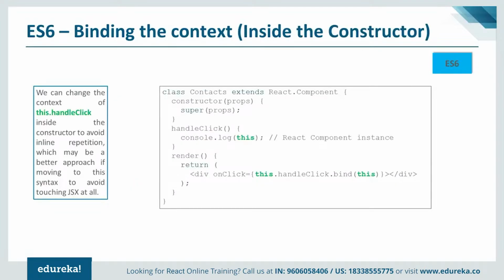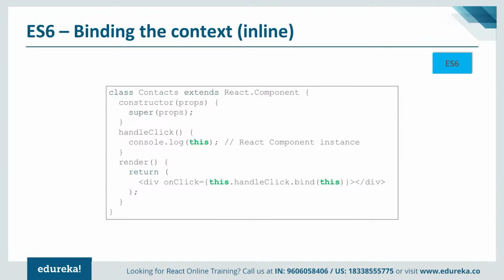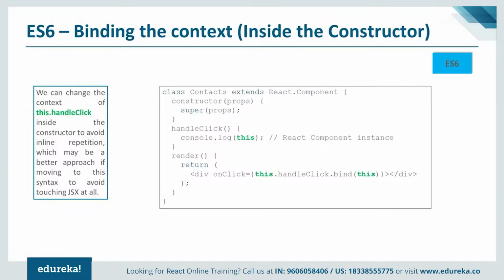This is the second way: binding the context inside the constructor. Here we have bound the context outside the constructor, and here we have bound the context inside the constructor itself. So we could change the context because we have changed the context of this.handleClick inside the constructor. This avoids the inline repetition of the code, and it seems to be a better approach, moving the syntax to avoid touching JSX at all. So we are calling the bind function inside the constructor itself. This is one of the ways.